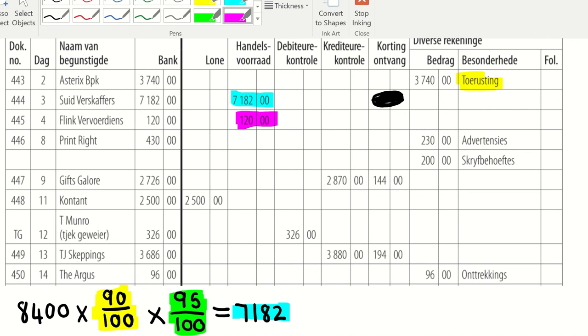Onthou julle, wanneer ons mense betaal om ons handelsvoorraad vir ons te kom aflewer, then it's going to be part of the trading stock amount. So ons gaan dit dan onder handelsvoorraad sit. Ons gaan dit nie dan onder afleweringskoste sit nie, because we are going to see it as part of our trading stock amount at the end. So therefore we have to put it in the trading stock column. Okay.